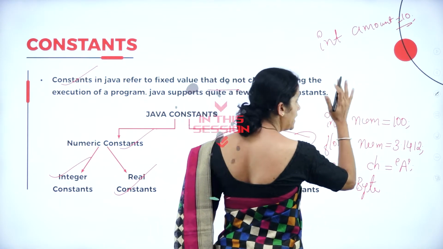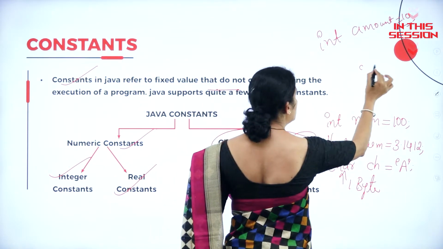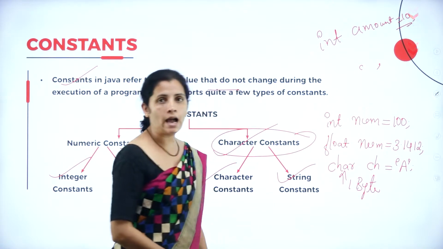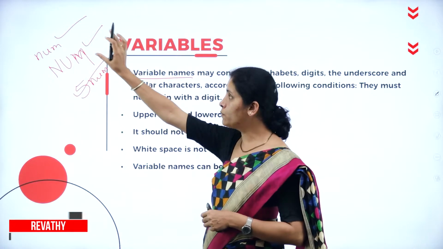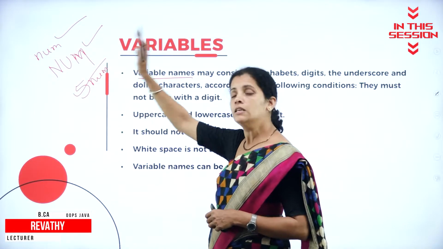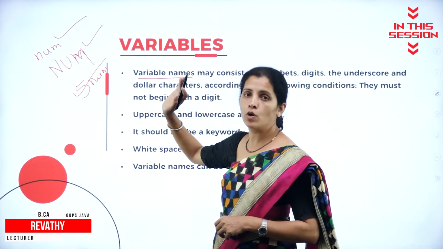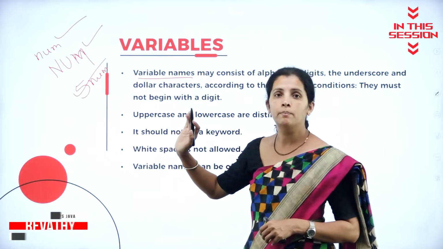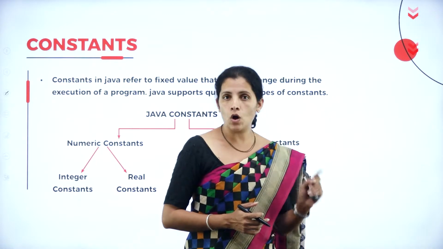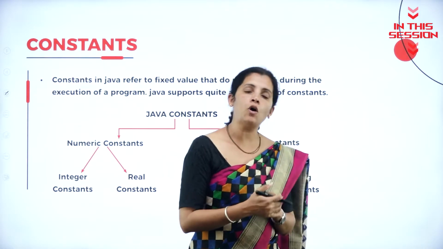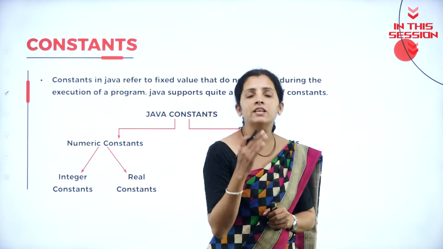Whenever I write anything within the single quote, then it is treated as character constant. Whatever variable I'm going to define at the beginning, the same variable I want to use throughout the program. What is the meaning of the word constant? So here constant means it's fixed value.